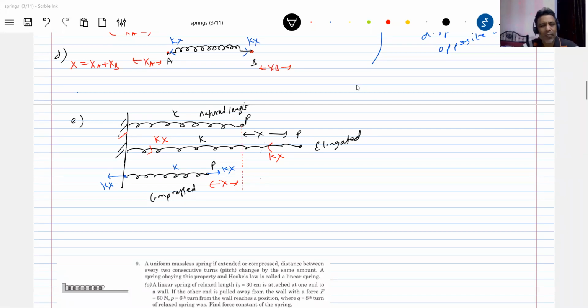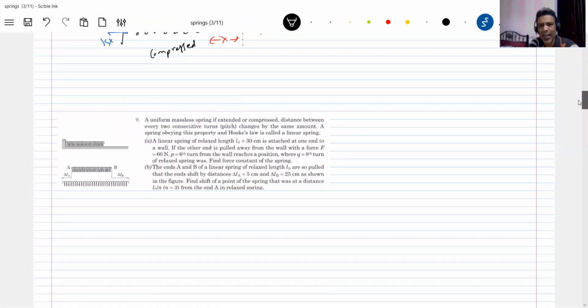Flexible body is something different, no? It is not at all defined in physics. Elastic body, plastic body, and rigid body. Flexible is a grammatical word, not used in physics. Elastic, plastic, and rigid. We define like this.